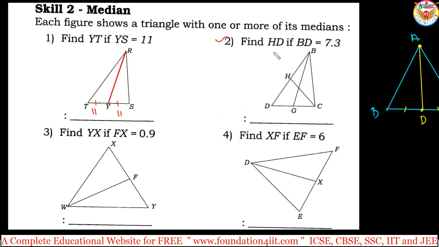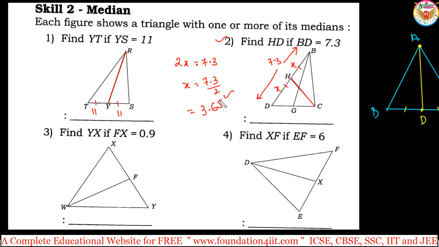For example, second one, find HD. Let it be x. BD is 7.3, the total is given, but this is the median, right? So these two must be equal. So this also must be x. x plus x, so 2x is equal to 7.3. Then x is equal to 7.3 divided by 2. Do the division now. 2 3s are 6, 1 carry 13, 2 6s are 12, 5. So we will get 3.65.